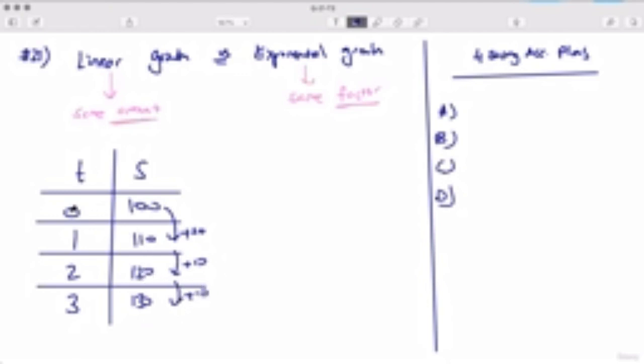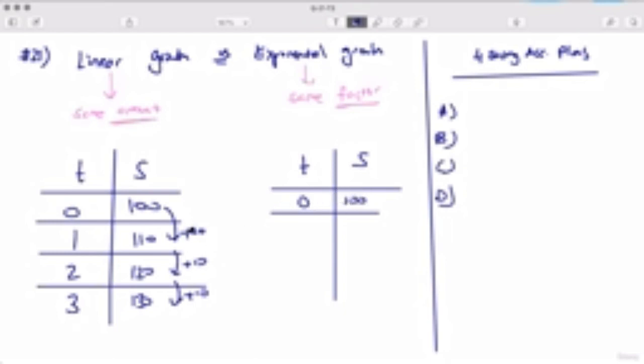So note, each successive year, I'm adding the same amount. What is that amount? $10 of increase each year. So if this is the story that's taking place, this is linear growth. But contrast it with an alternative story. Again, this is my time, this is my saving. I again start at time 0 with $100.